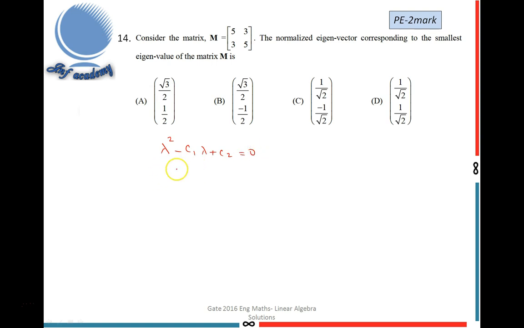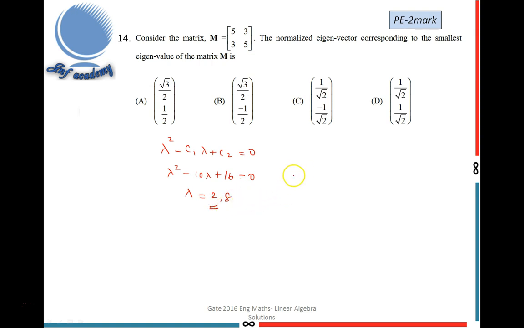What is the characteristic equation? Lambda square minus C1 lambda plus C2. What is the value of C1? The sum of the principal diagonal elements, that is 5 plus 5, 10. C2 is the determinant of A, 5 square, 25 minus 9, that is 16. So lambda square minus 10 lambda plus 16 equals 0. Solving this quadratic equation, we get 2 and 8 as the eigenvalues of this matrix M. So the smallest eigenvalue is 2.